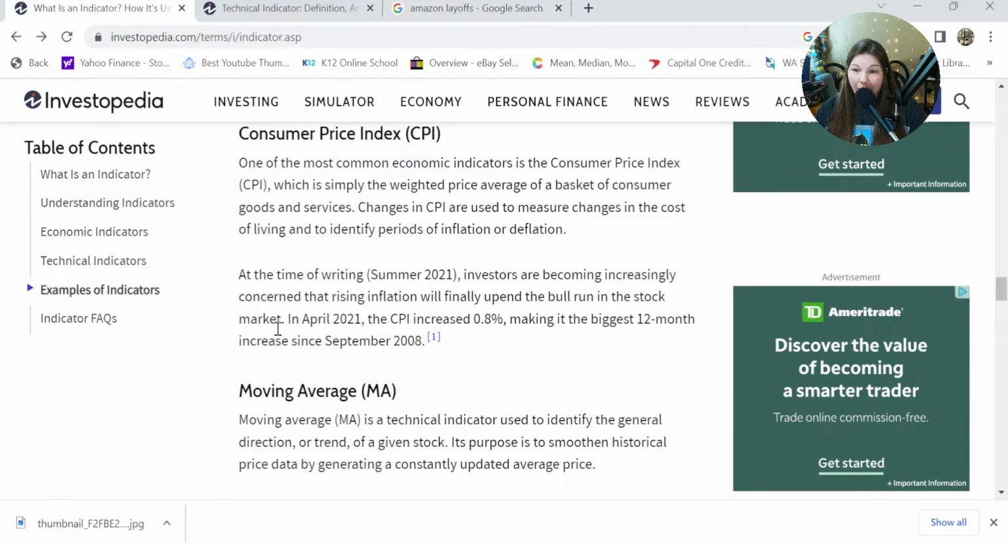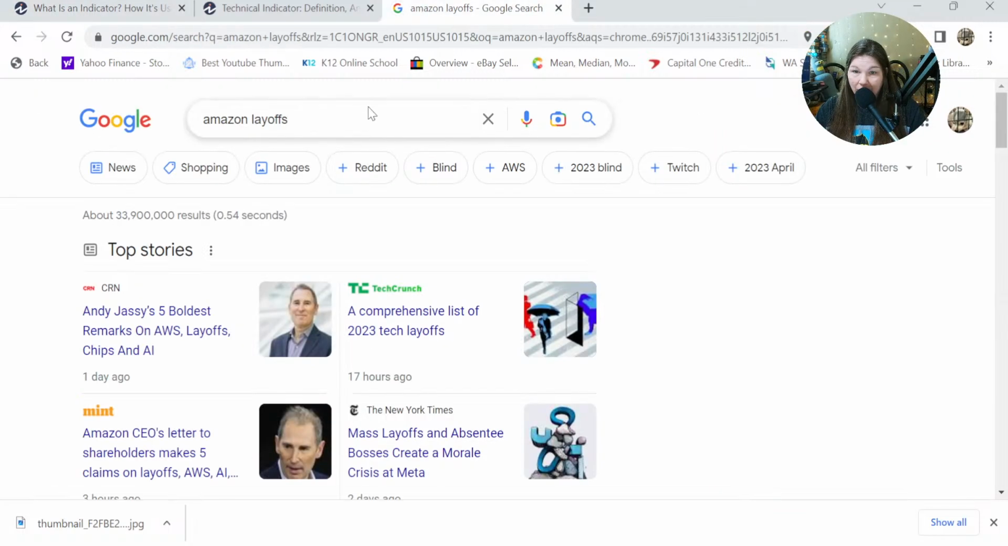Uh-oh, guys, I'm thinking this was in 2021, and they're talking about rising inflation. I think they called it. In April 21, the CPI increased 0.8%, making it the biggest 12-month increase since September of '08. Oh, well, we got to see what the CPI increase is right now. Let's Google it.